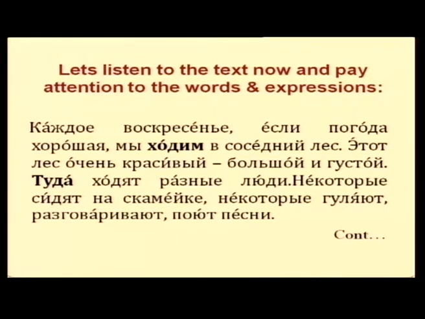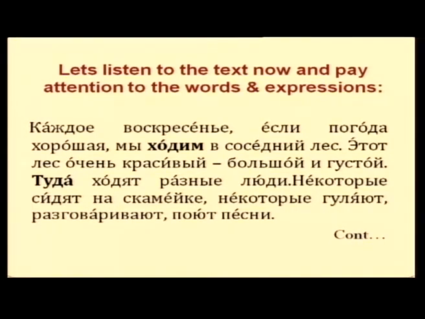With the help of this text, where we have used идти and ходить in several conjugated forms, we will be able to understand several new words and expressions. Please pay attention to the words and expressions in this text, especially the usage of verbs of motion, the conjugation of verbs, as well as the use of prepositions and the changes made in the endings of nouns. Каждое воскресенье, если погода хорошая, мы ходим в соседний лес. Every Sunday, if the weather is good, we go to the neighboring forest.